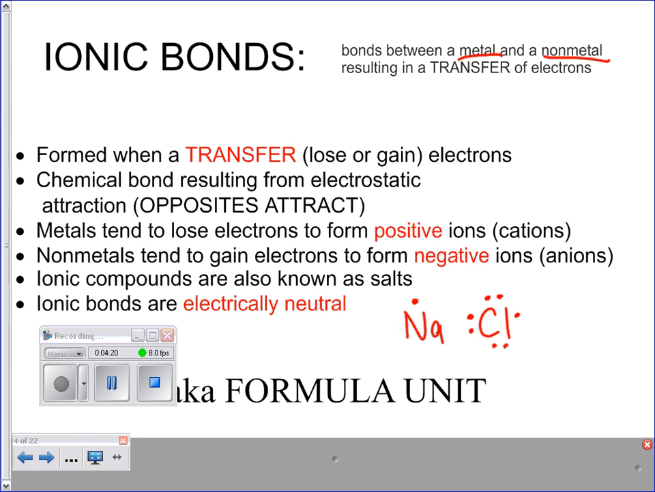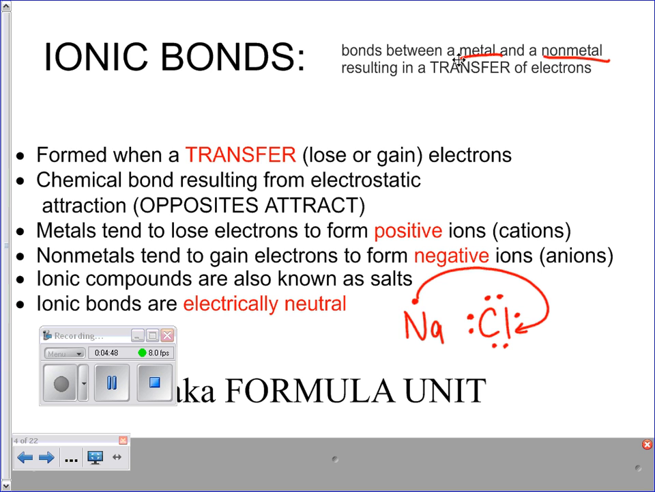So in an ionic bond, if I were going to take a metal and a nonmetal, what would happen is sodium, because sodium wants to lose its 1 electron to get to the octet, it's going to lose this 1 electron by transferring it over to a nonmetal. And since chlorine wants to gain 1 electron, it's going to gain it from the metal. So this is that transfer, this loss or gain of electrons that's happening.